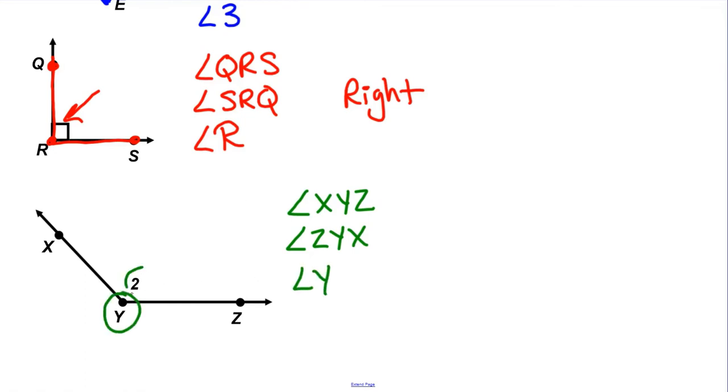And there is a number inside this angle right here, and I can call that angle 2. And this angle is wide open, but it's not all the way open. So this is an obtuse angle. That is greater than 90 degrees. That is an obtuse angle.